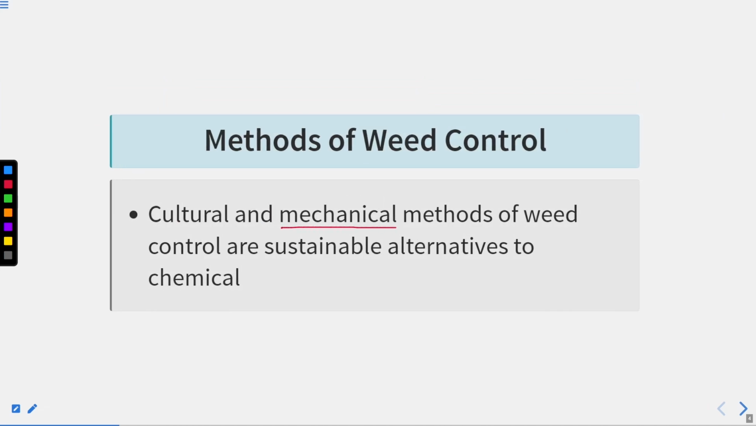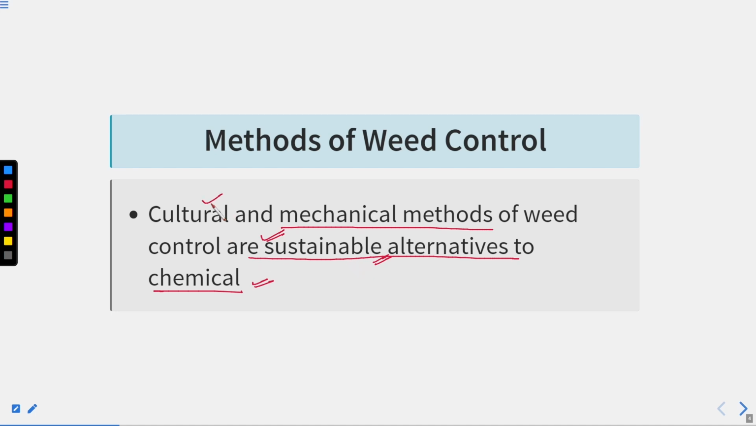Cultural and mechanical methods of weed control are the sustainable alternatives to the chemicals. So herbicides are the chemicals, right? We can use those herbicides. We can use the biological control method also, right? But why not use a sustainable alternative method, where we are not disturbing our environment, and we are controlling our weeds.